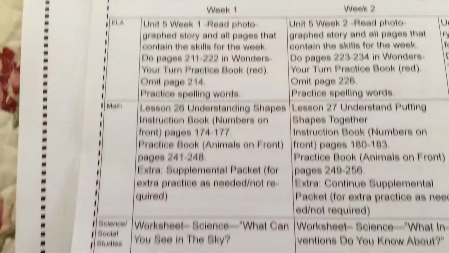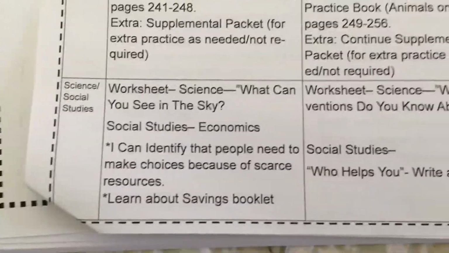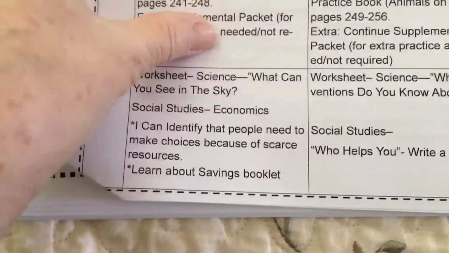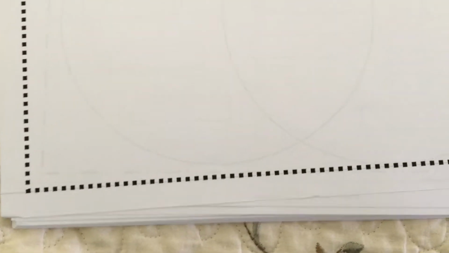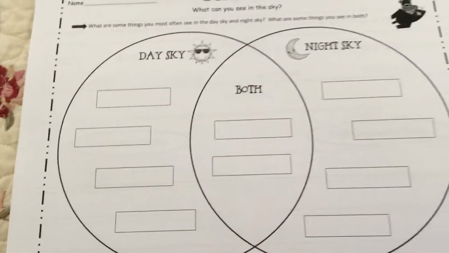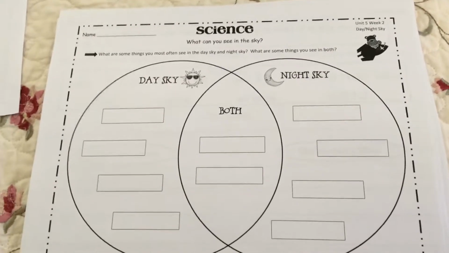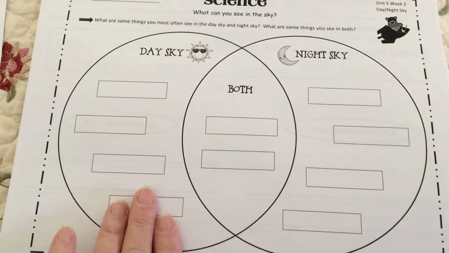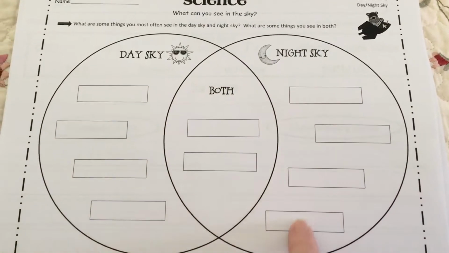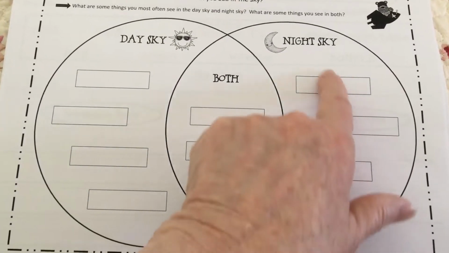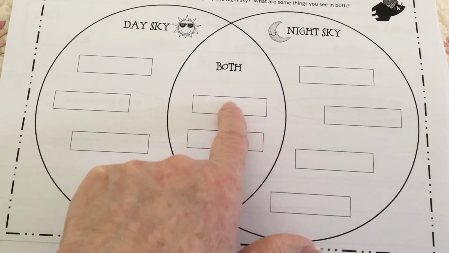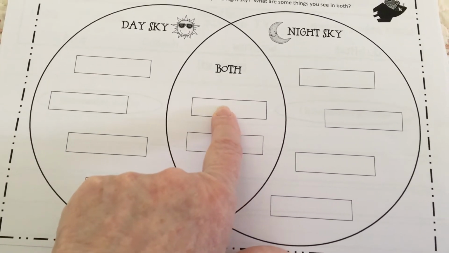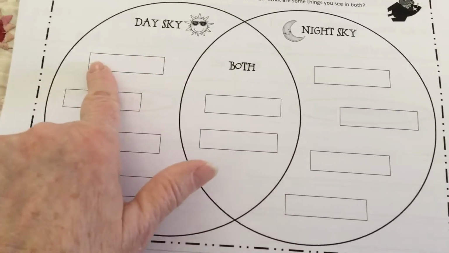Don't worry about that. Your science and your social studies, that is here in your other packet that's down below. It says week 1. This is all for science and social studies. So for science this week, you will do this page. What do you see in the day sky? What do you see in the night sky? There's 4 things each time. And then what could you see in both? In both the day and the night.